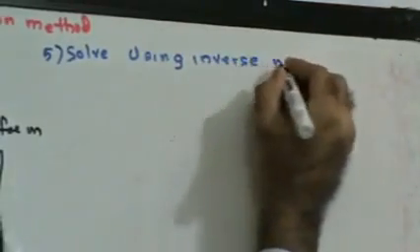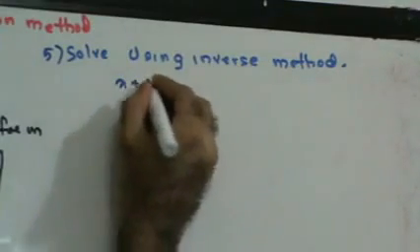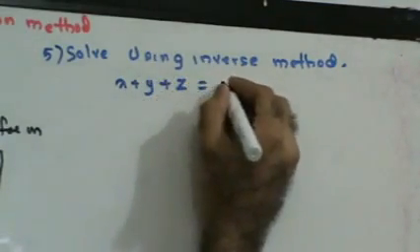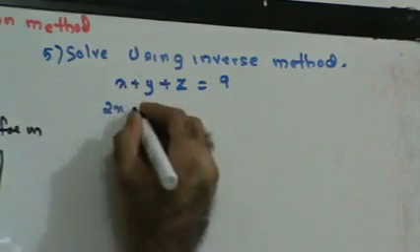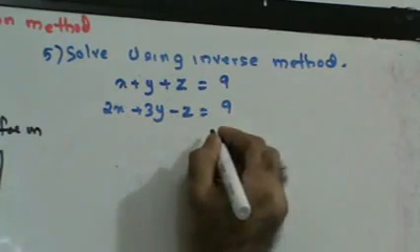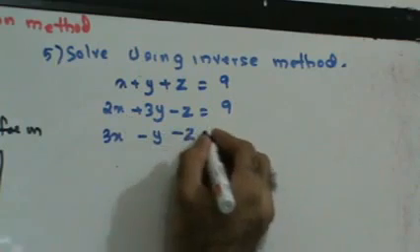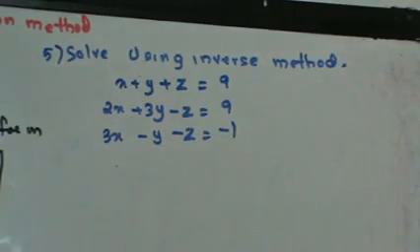Solve using inverse method. x plus y plus z is 9. 2x plus 3y minus z is 9. 3x minus y minus z is minus 1. Right? Now, when they tell you to solve using inverse method, first thing, let's convert this into matrix form.